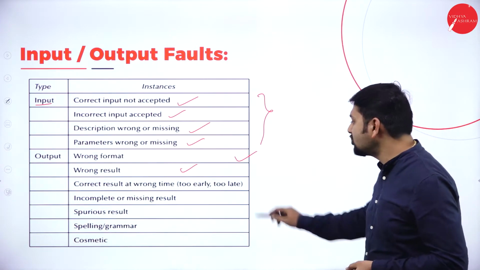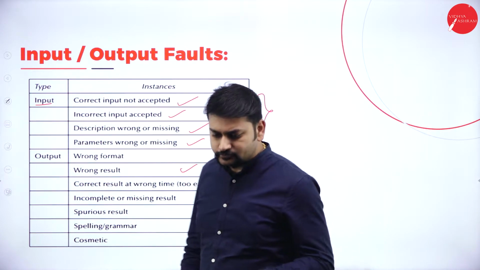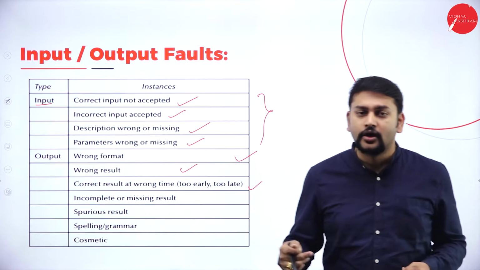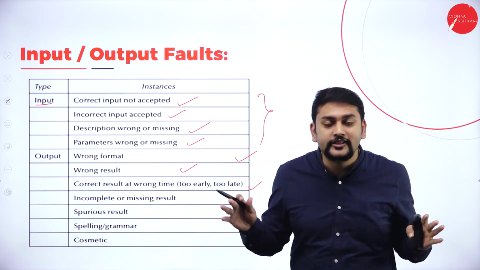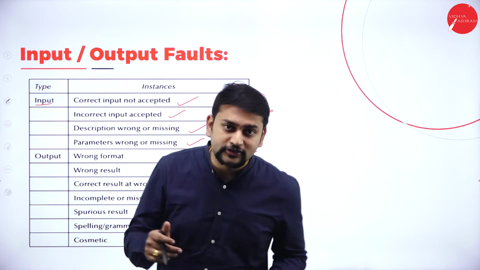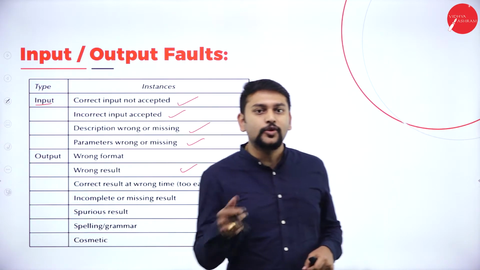The next one is correct result at the wrong time. Say for example, you are going to the ATM machine and you are withdrawing money. Your balance before you withdraw is 5,000. Even after withdrawing the money, I repeat, even after withdrawing the money, your balance still says it is 5,000. Again, you will withdraw.